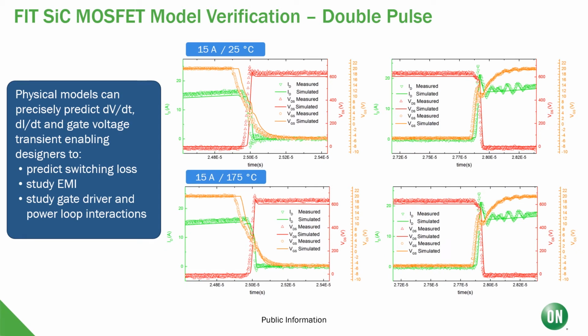And then we can take it one step further, and we can use these models in dynamic tests. So we can use these physical models in dV/dt and dI/dt with different gate voltages to predict switching losses, study EMI, and study gate driver power loops. So you can see that this was done in a double pulse test dynamically at 25 degrees C and also at 175 degrees C.